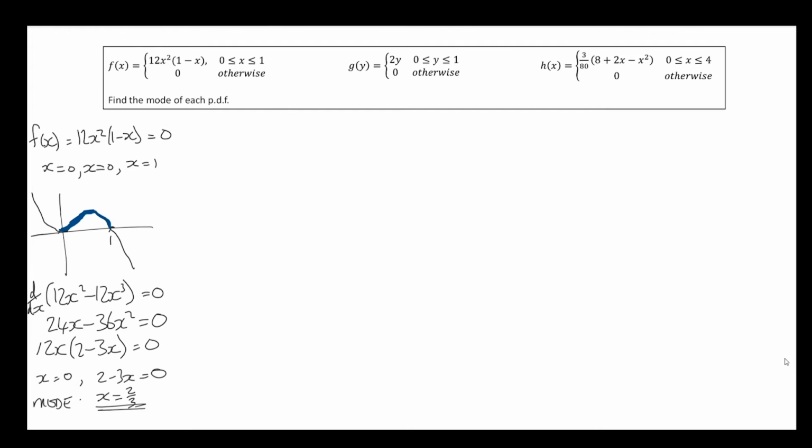Okay, for the second one, for the g function here, what kind of function are we working with? Well, this is a linear function, and it's a linear function with a positive gradient. It's an increasing function. This would be my sketch. From here I can see, just by inspection, that the mode is just going to be the highest point. With an increasing function, that means it's just going to be the largest of the two limits.